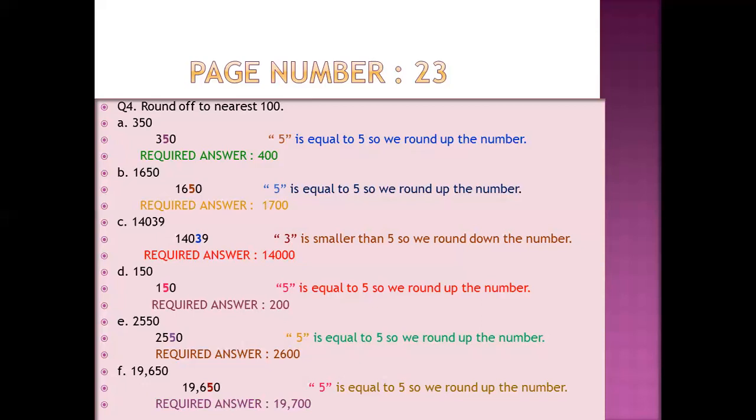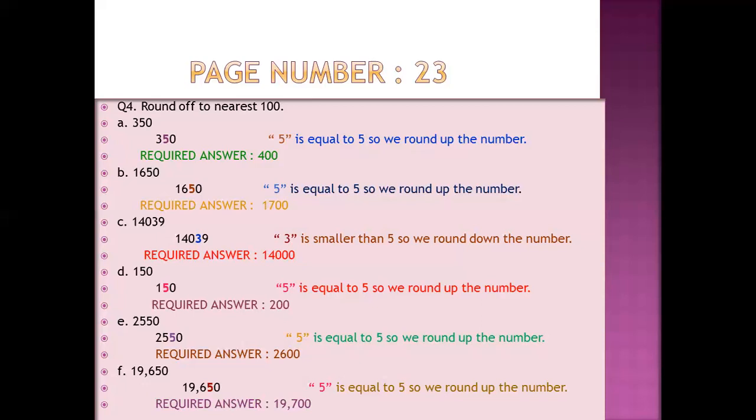In part D, 150 and what is the place value of 5? Tens. 5 is equal to 5, so we round up our number and our answer is 200.